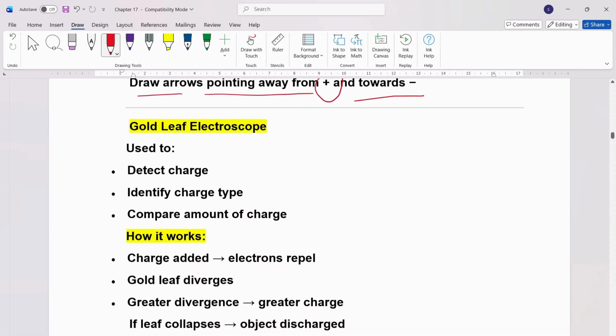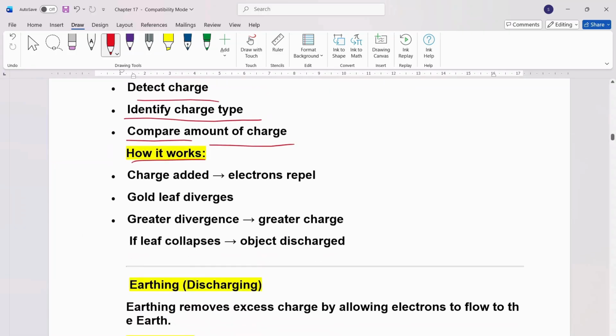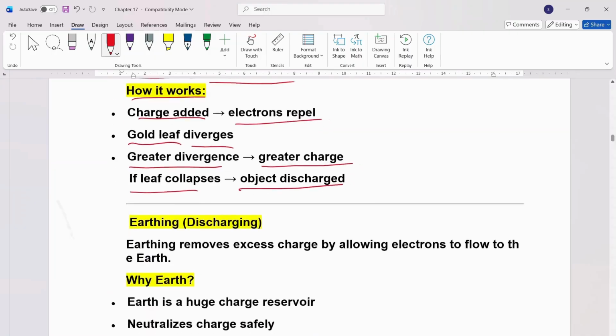Now let's talk about the gold leaf electroscope, used to detect charge, identify charge type, and compare the amount of charge. How does it work? Charge is added, electrons repel, the gold leaf diverges. Greater divergence means greater charge. If the leaf collapses, the object is discharged.